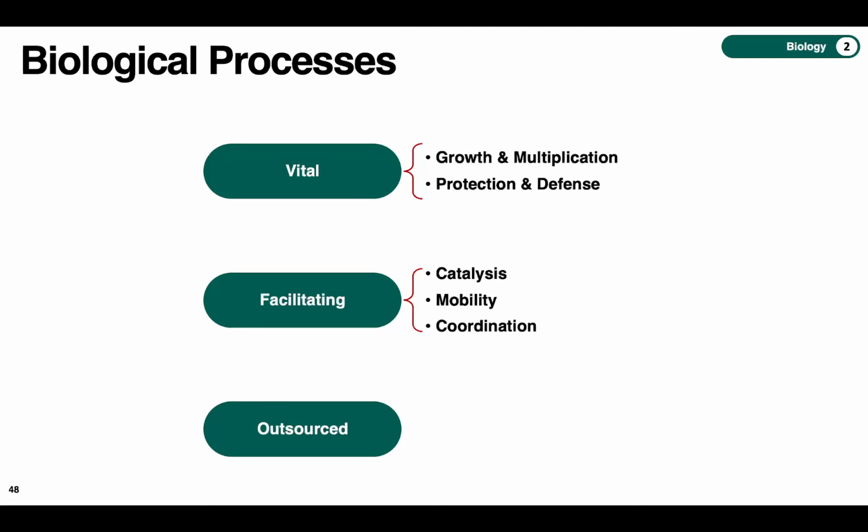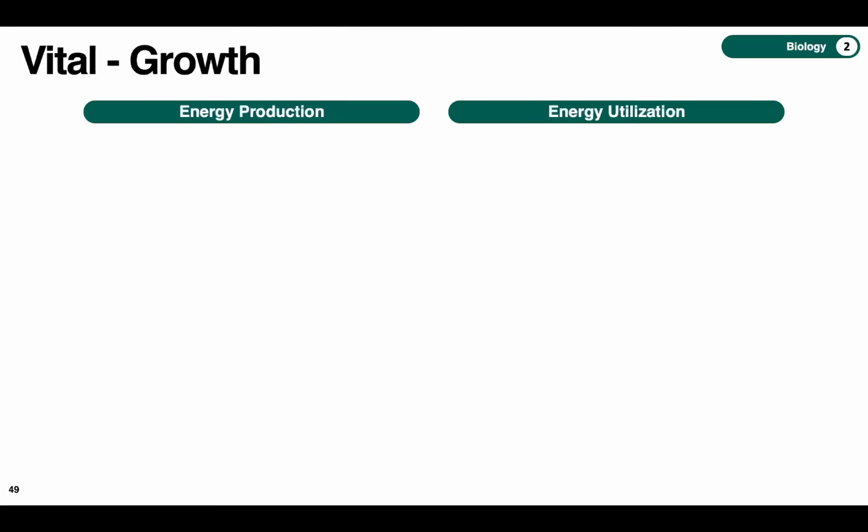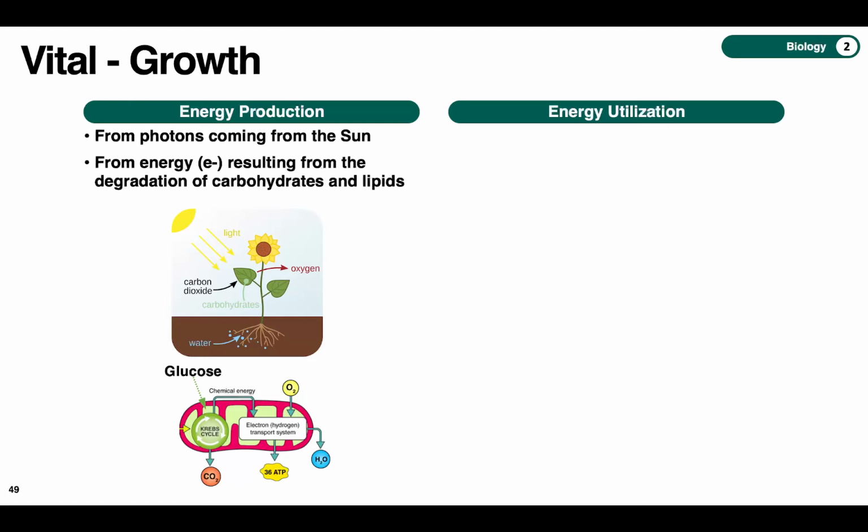So with the vital ones, let's start with the growth and multiplication. In order to power themselves, organisms have to harvest energy from the release of electrons by breaking down simple molecules like glucose. Plants and algae use photosynthesis, whereby they use sun radiation, the photons from the sun, to combine CO2 in the atmosphere with water, H2O, to make glucose.